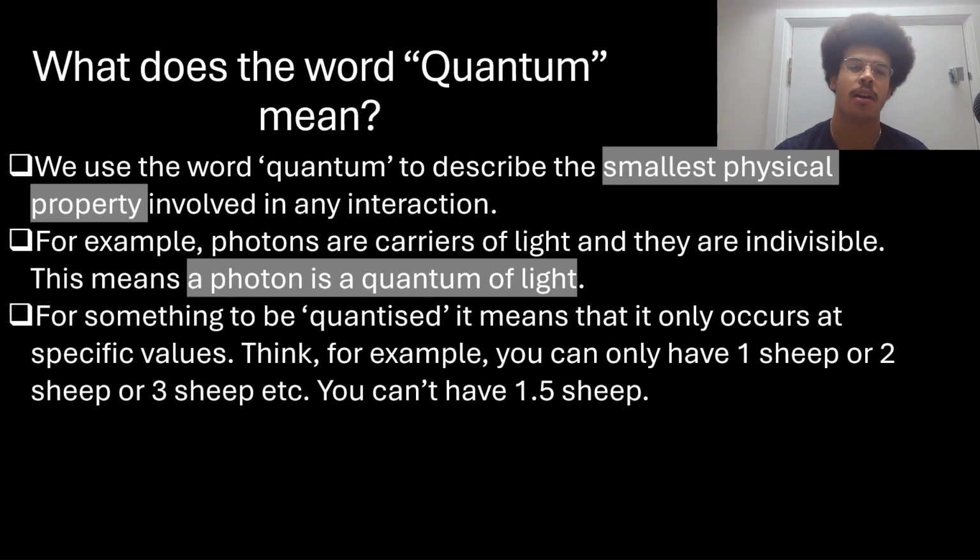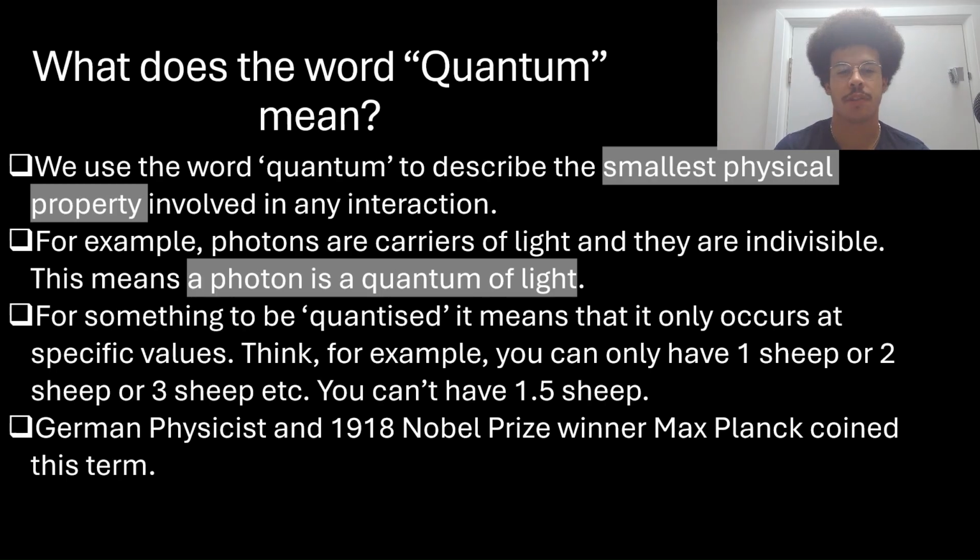Then we have another word that naturally follows, which is quantized. It basically means that it can only occur at specific values. So for the mathematicians, they would like to use the word discrete here. So think, for example, you could have one sheep, you could have two sheep, but you couldn't have 1.5 sheep. That wouldn't make sense. And the same applies for things in physics which are quantized.